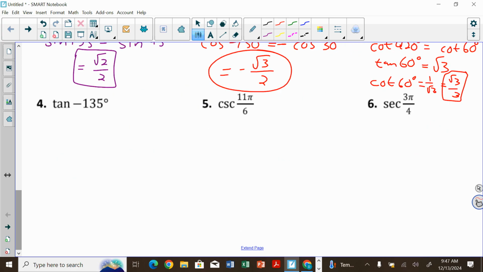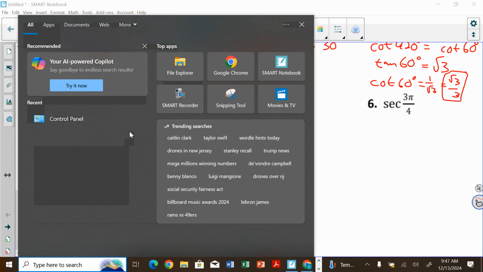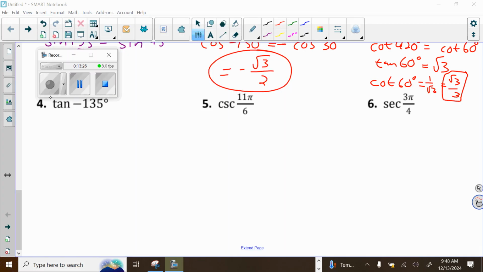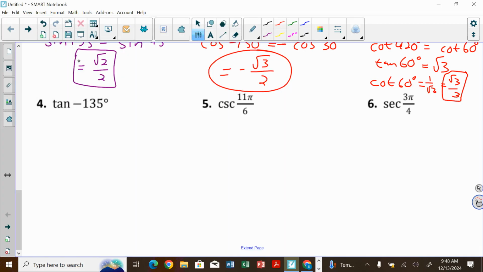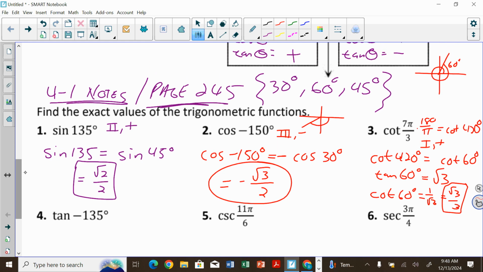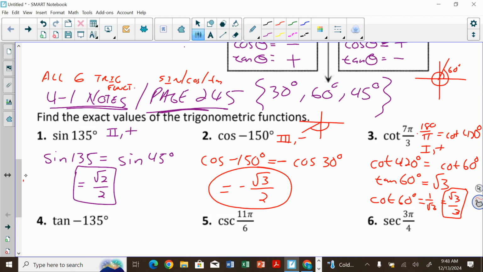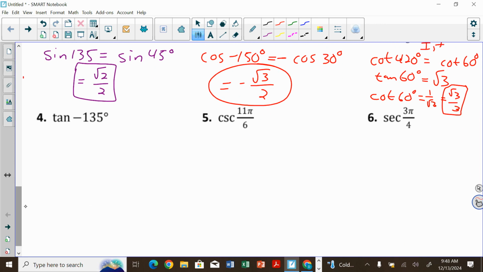Tangent of negative 135. Okay, I guess I should say that the chart on page 245 only has sine, cosine, and tangent, but your 4-1 notes have all 6 trig functions. So you'd be able to see those from your 4-1 notes, depending on what you had. You wouldn't necessarily have to do this part here if you're using your notes on 4-1.